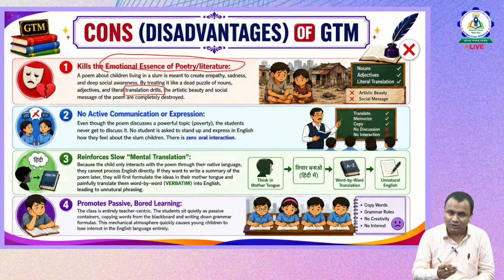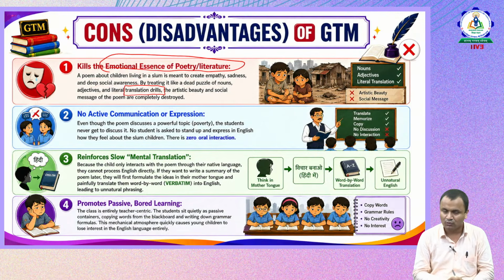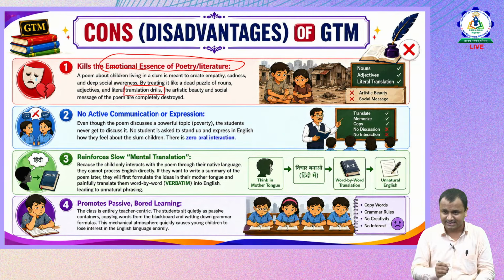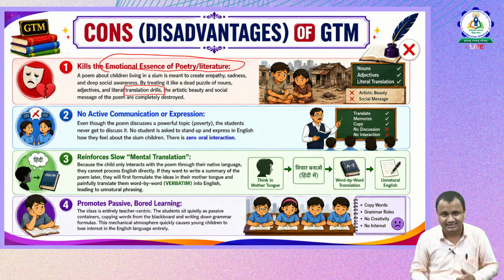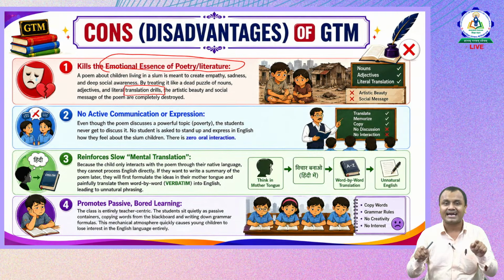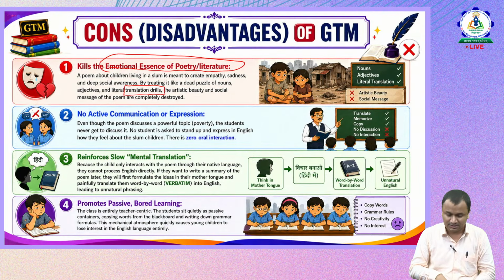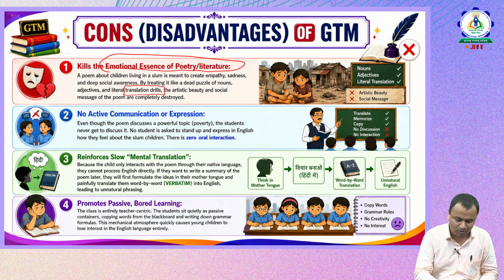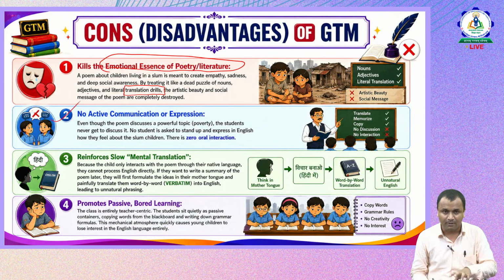Next is no active communication or expression. When we are executing any lesson through GTM, we do not provide the opportunity for the student to speak or to listen in a brilliant manner. What we focus on is to read, write, translate and mug up the grammatical rules. So there is no room for active communication. There is no space for expression, and gradually it will hamper the speaking and listening skills of the student.